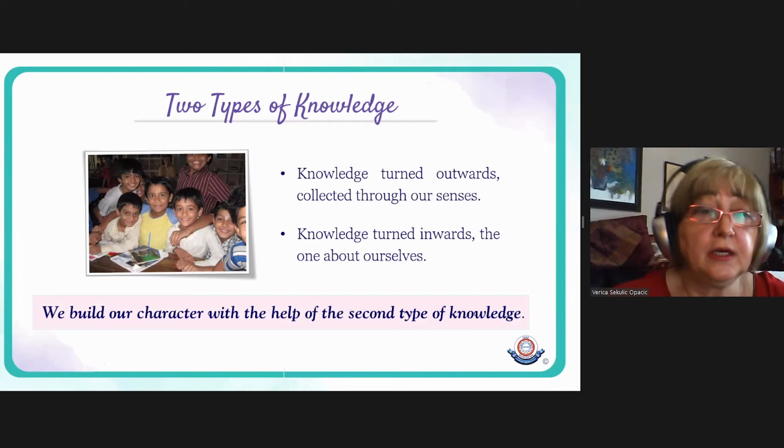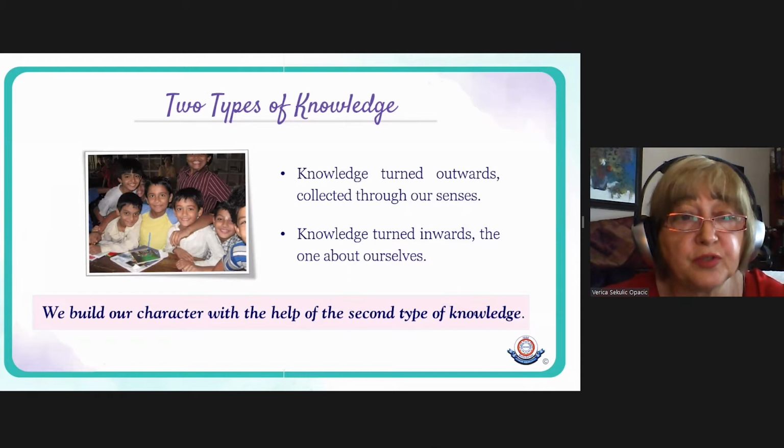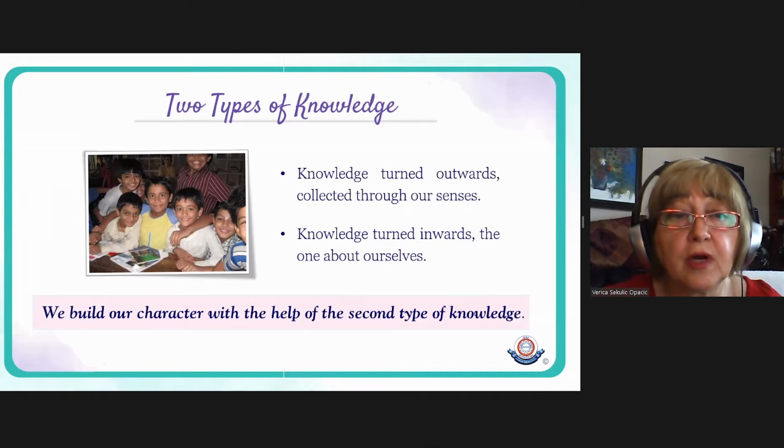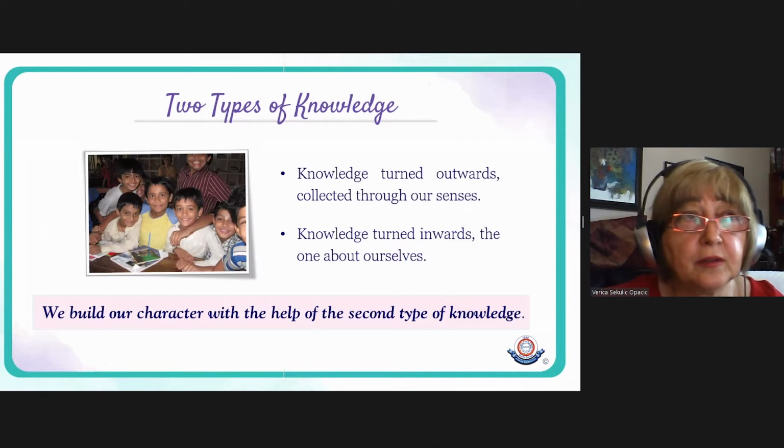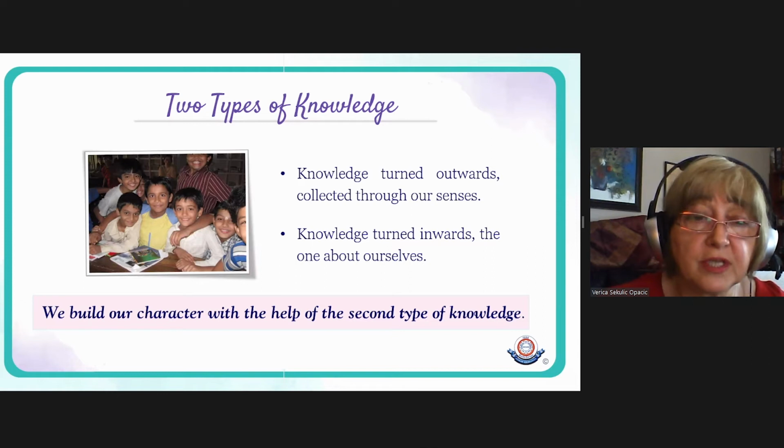Sri Satya Sai Baba explains that we have 2 types of knowledge. The one knowledge is turned outwards. It is collected through our senses, and we have vast information in this field. But the other knowledge is turned inwards. This is the knowledge we gain about ourselves, and we gain it through our experience.